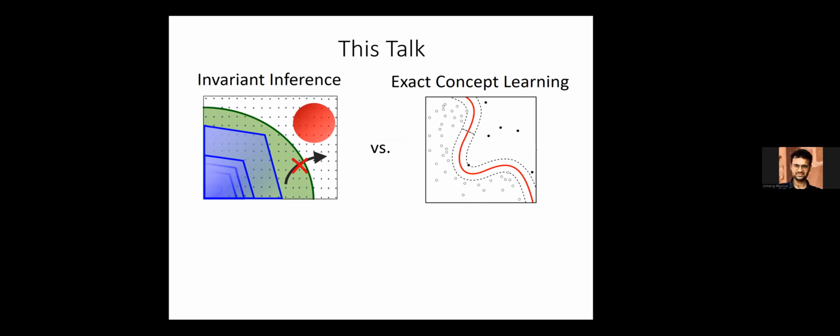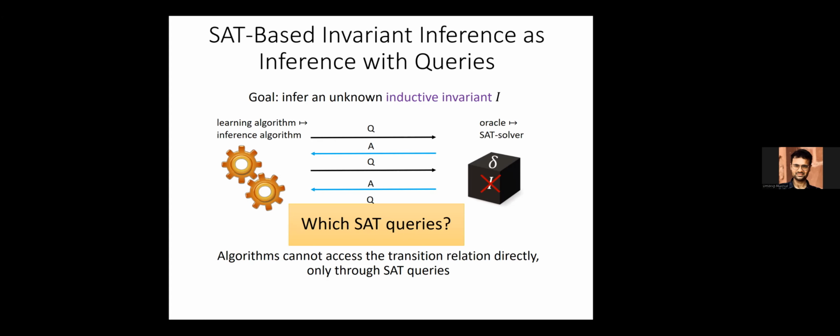Yeah. What is the intuition behind pushing delta into the oracle, and why not letting the inference algorithm? I can't hear very well. Can you maybe speak up a bit? Yes. I'm saying, what is the intuition behind pushing the delta, the transition relation, into the oracle and not the inference algorithm itself?